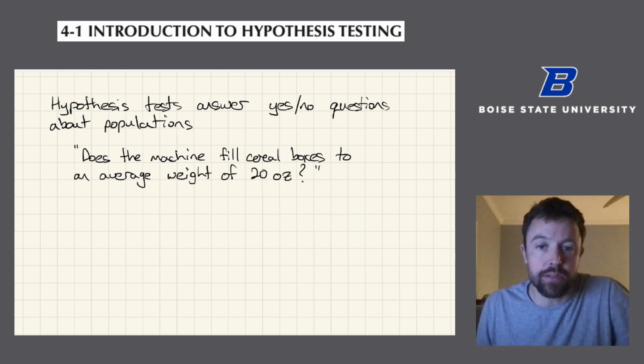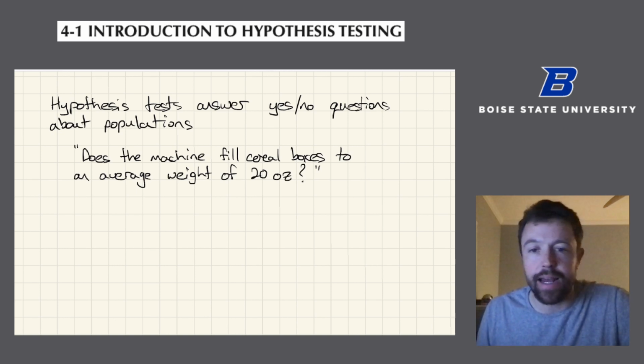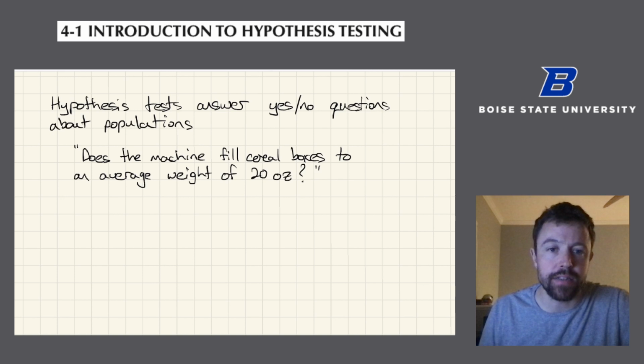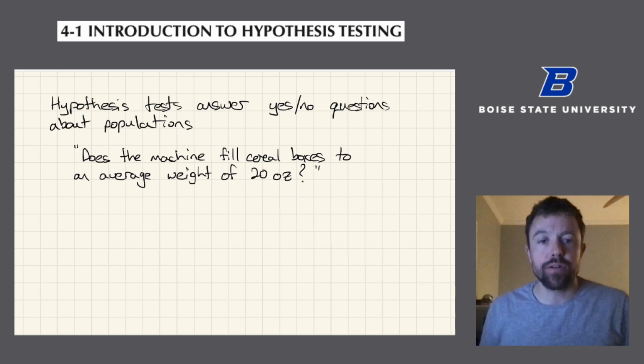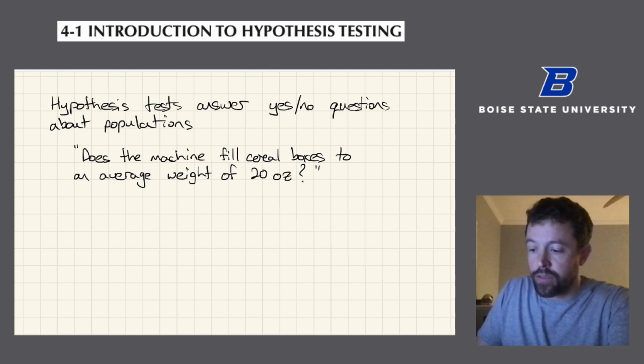I mean, yes would make sense as an answer, no would make sense as an answer, but 19.5 wouldn't make sense as an answer, right? So this is a yes/no question, and it's about a population. The population is all cereal boxes that the machine ever fills. And how are we going to answer this question? So we collect a sample.